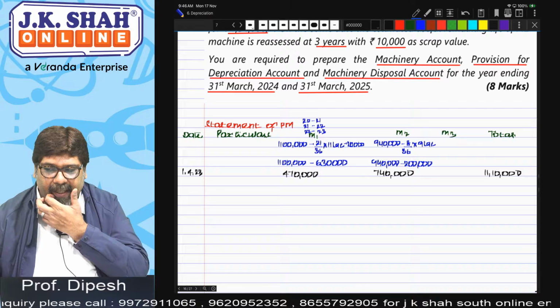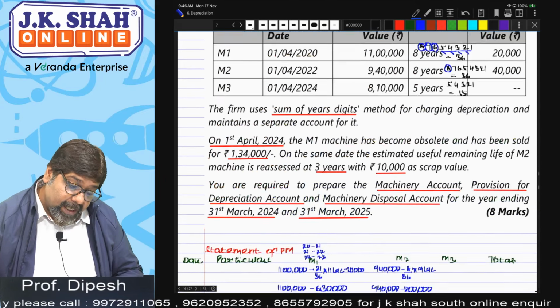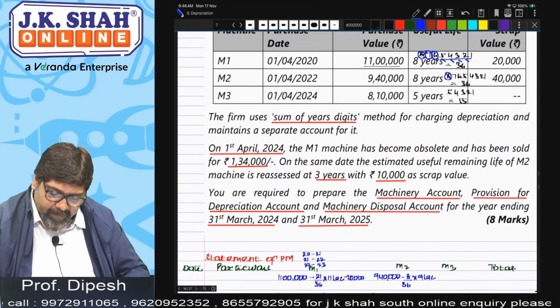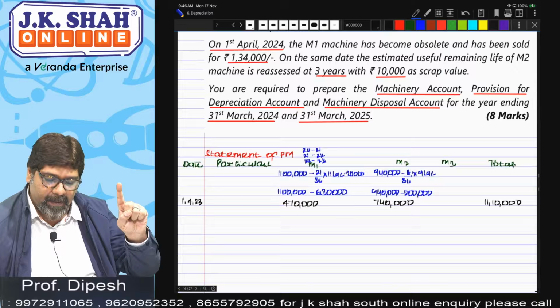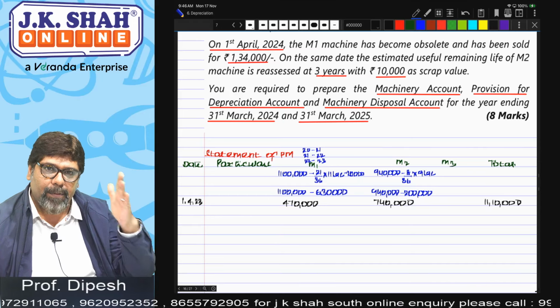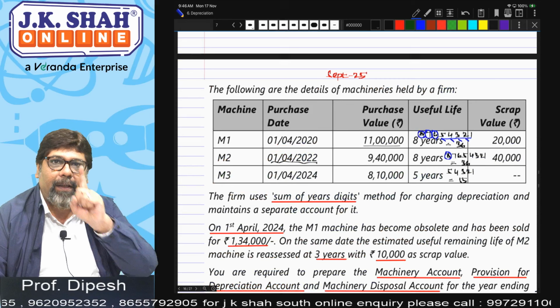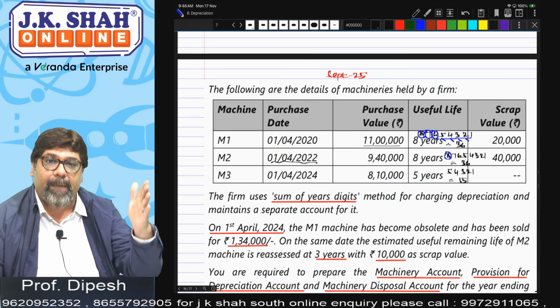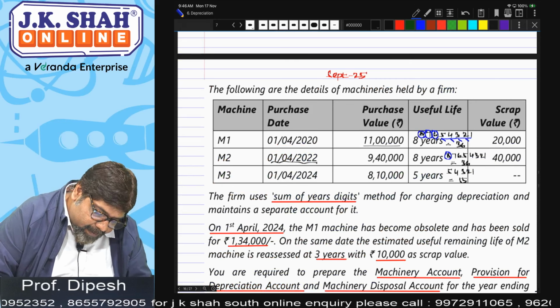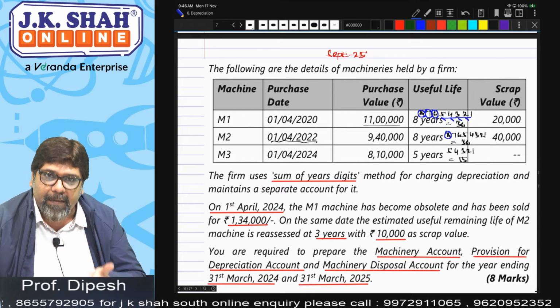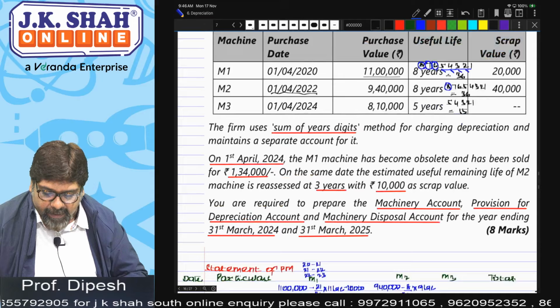Now, on this asset, you charge depreciation for 3 years. Which 3 years? 2021, 21-22, 22-23. On this asset, you charge depreciation only for 1 year, that is 22-23. So the first year's depreciation will be only 8 by 36. The third asset you will not consider, because it was purchased in the next year.